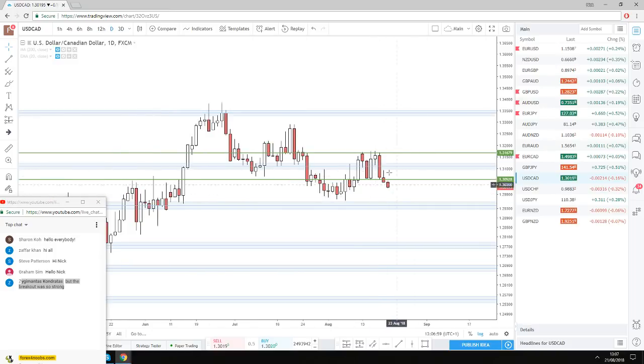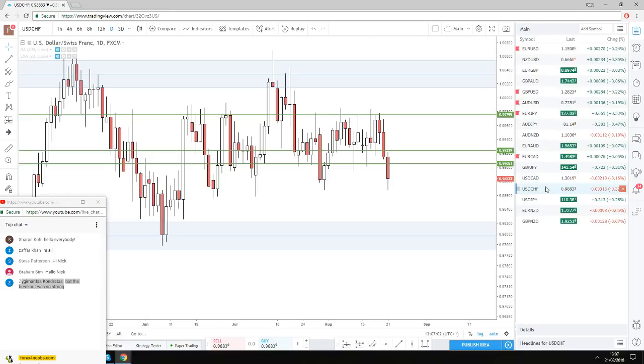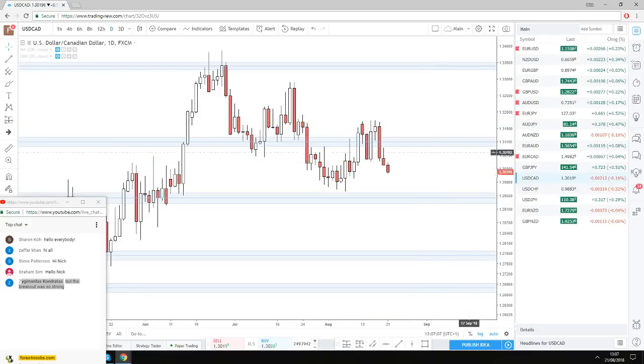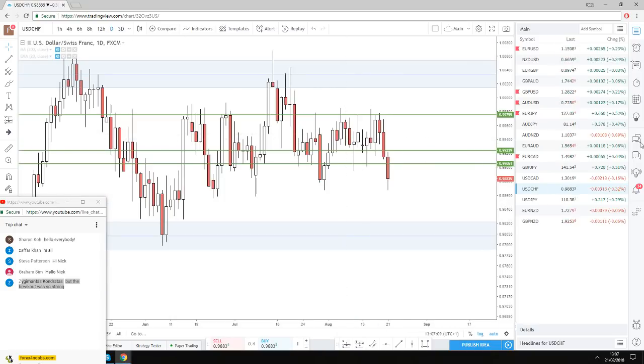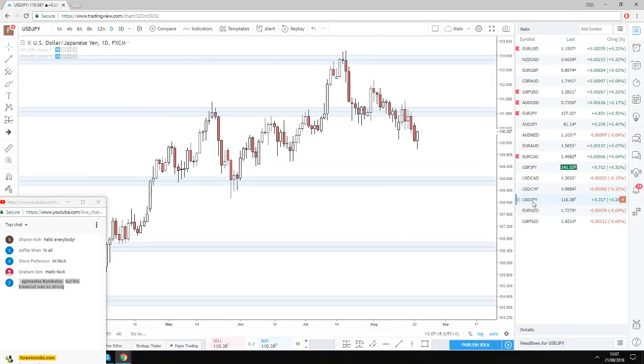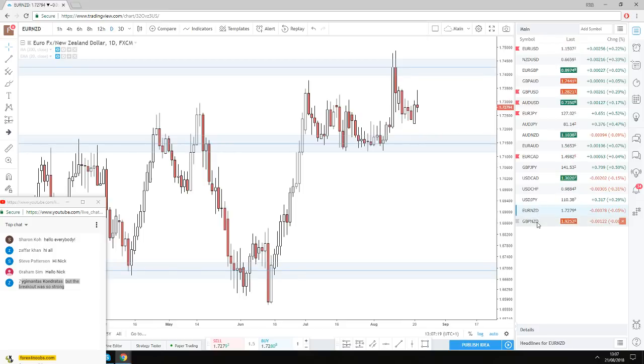Yeah, this isn't doing much. It's just going down, isn't it? Nothing much there. USD CHF. I have to get rid of these green lines. I keep forgetting. USD CHF. This one's also shooting down. Let's see what happens here. But there's no real setups here. USD JPY, nothing much going on. And these two I don't even really trade.